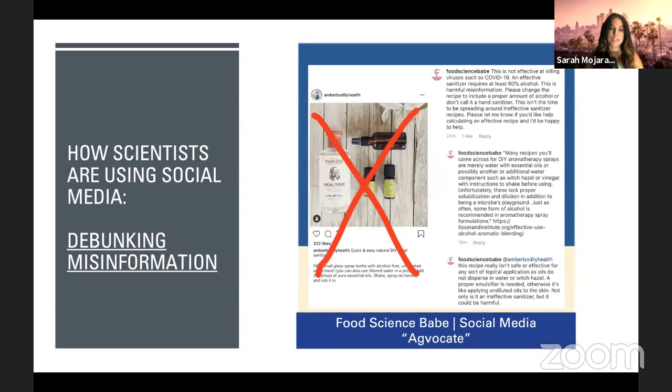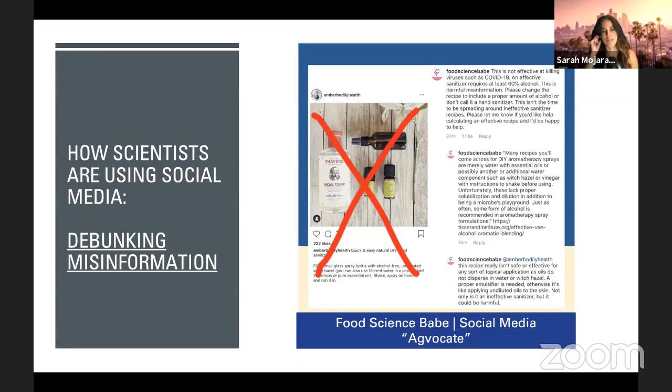And debunking misinformation has become almost necessary at this point on every single platform. So there are scientists and medical professionals who are dedicating their entire social media presence to doing this. One person in particular that I really like on Facebook and Instagram is social media advocate, Food Science Babe.